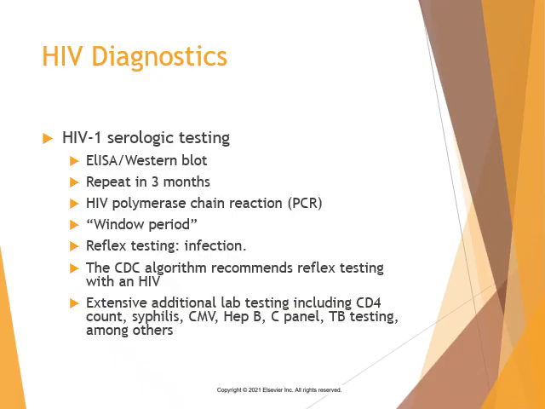presentation. Extensive additional lab testing: CD4 count, syphilis, CMV, Hep B and C, because a lot of times there's coexisting infection along with TB and others. HIV, you may see these patients in the primary care setting. You're not going to be independently managing HIV infections. These people will work with infectious disease. But you may see them in primary care, treating them for primary care disorders.